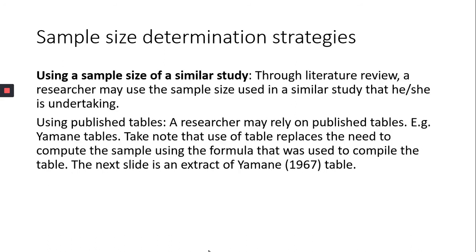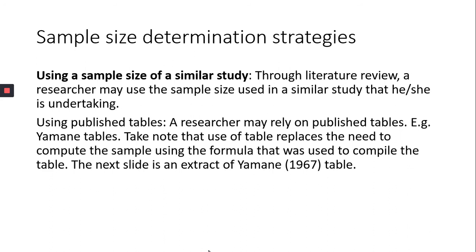I think this I have explained already. Now, when we talk of using a sample size of a similar study, through literature review, a researcher may use the sample size used in a similar study that he or she is undertaking. So using published tables, a researcher may rely on published tables, e.g. Yamane tables. I've given an extract, you are going to see that. So you can also take note that use of a table replaces the need to compute the sample using the formula that was used to compile the table. The next slide is an extract of Yamane, 1967.